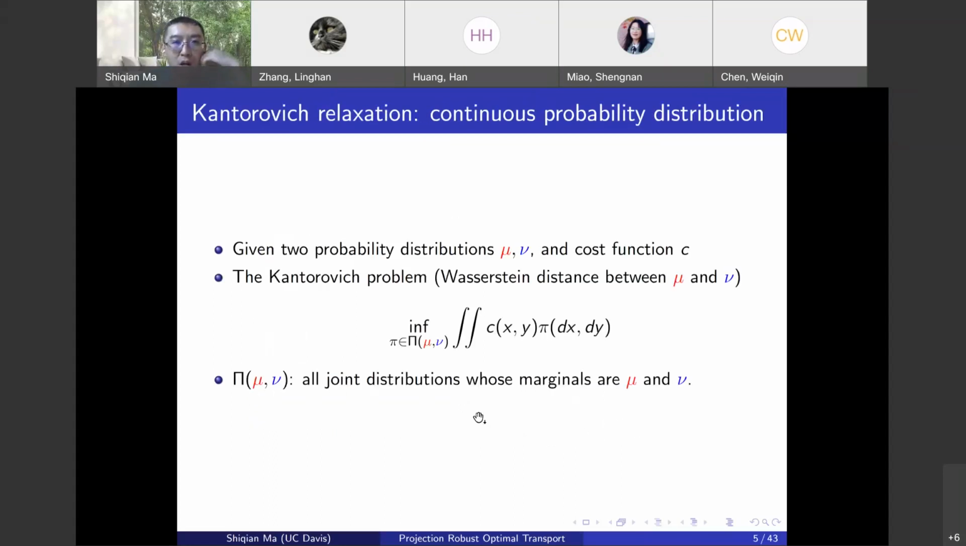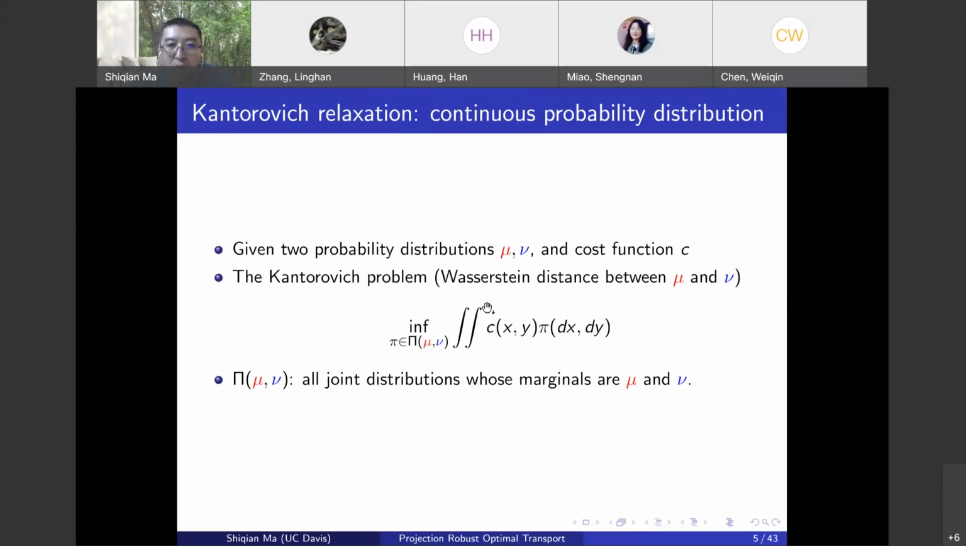All right. So now first let's look at this Kantorovich relaxation of the Wasserstein distance problem, or the optimal transport problem. We first consider the continuous case. So suppose we have 2 continuous probability distributions, mu and nu, and also we're given a cost function denoted by C. And the Kantorovich problem is given by this. So this is basically the Wasserstein distance between mu and nu.